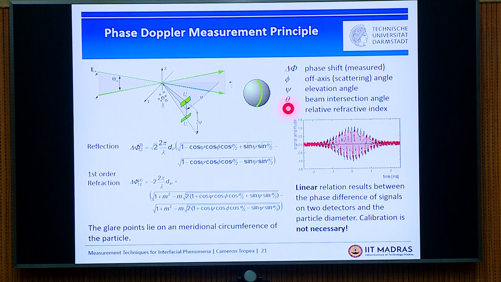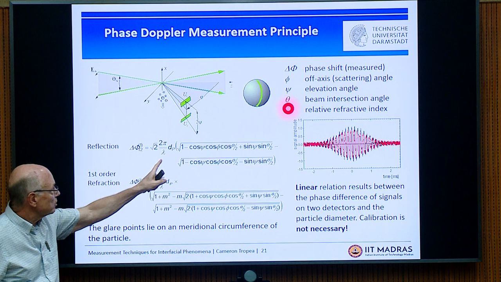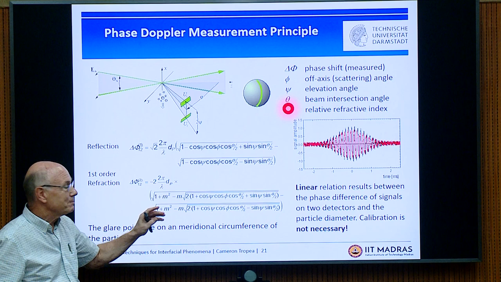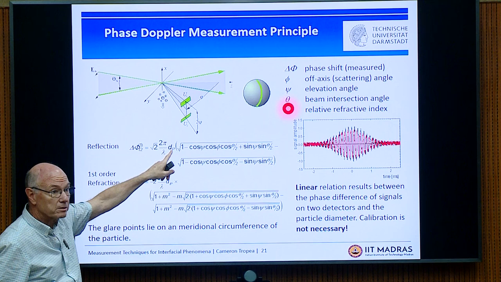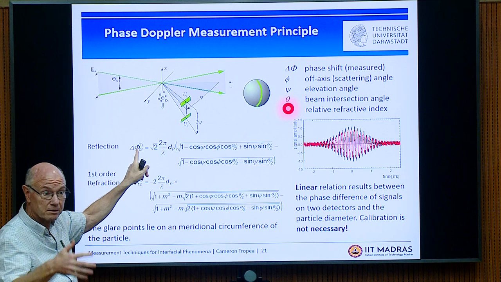Before I look at that signal, let's take a look. These look complicated, huh? But I'm going to try and tell you that they're really simple. Because take a look. This you know, and this you know, and this you know very accurately. There's the particle size, linear, with phase difference between the two signals on the two detectors.